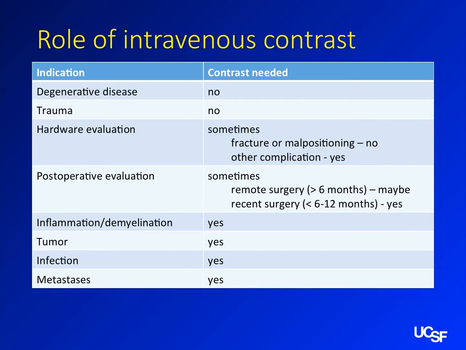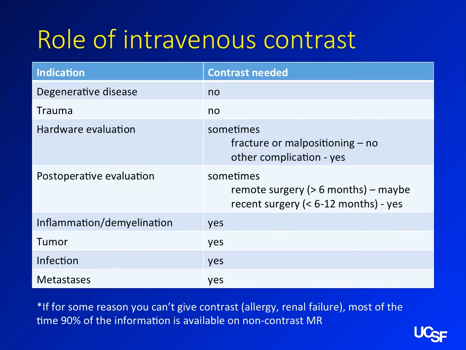Those other indications, demyelinating disease, tumor, infection, METs, give contrast. If someone can't get contrast because they have a contrast allergy, because their GFR is 6 or whatever, the majority of the information you get is from a non-contrast MR. There are a few things where it's markedly better to do the contrast study, but the non-contrast MR is still superior to a contrast CT. You get 90% of the information. You may have to speculate about whether this is a MET or something else, but you're going to see, and many times you can clear a normal spine.